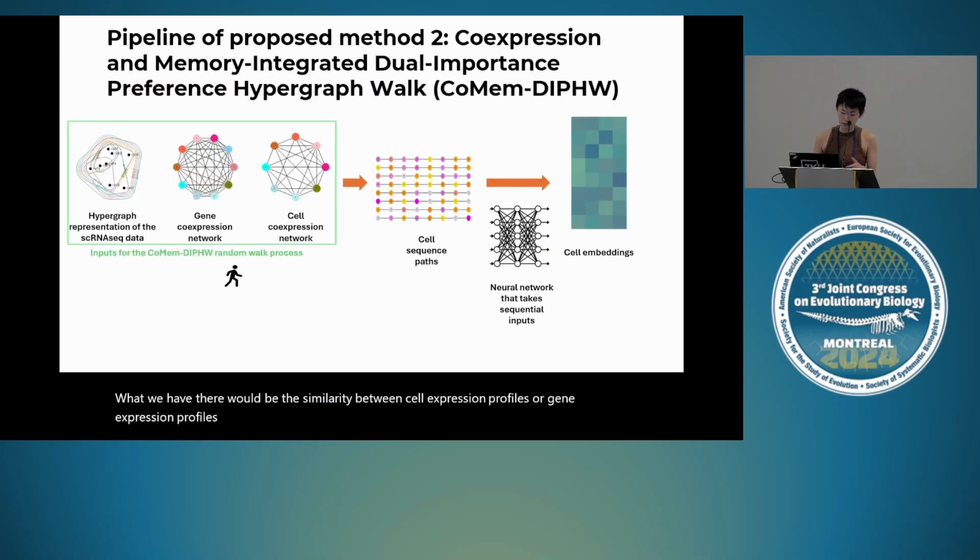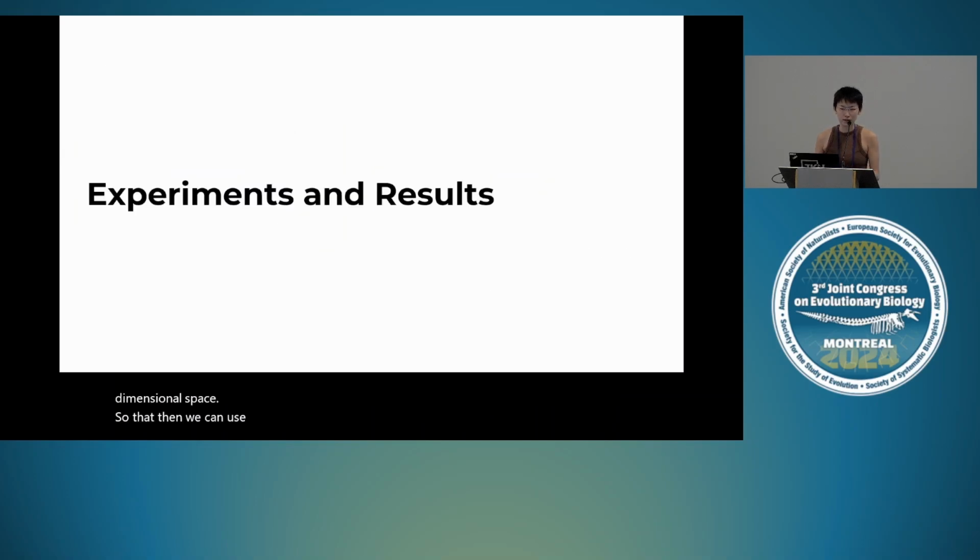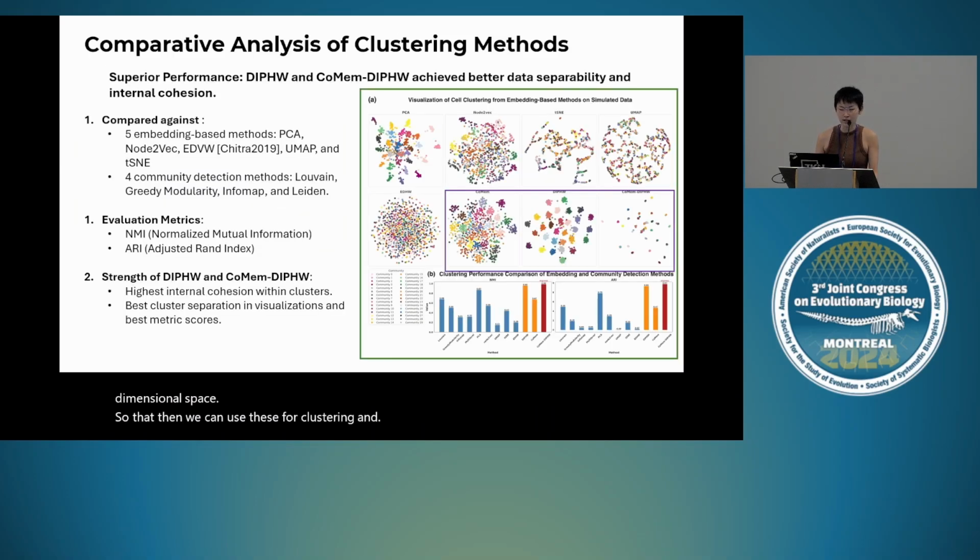And the pipeline is the same as before. From this input, we have cell sequence paths that should be able to accurately capture the local and global geometry of the single-cell RNA-seq data, and then we feed that to a neural network that takes sequential input. Then we'll be able to compute cell embeddings, which are representations of the single-cell RNA-seq data in a low-dimensional space, so that we can use these for clustering and cell type identification.